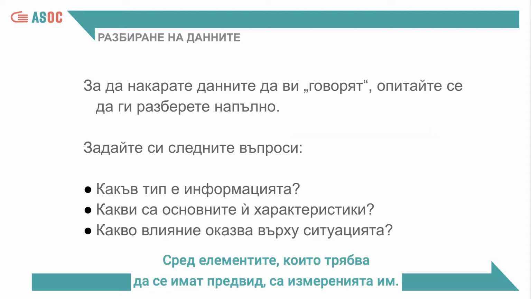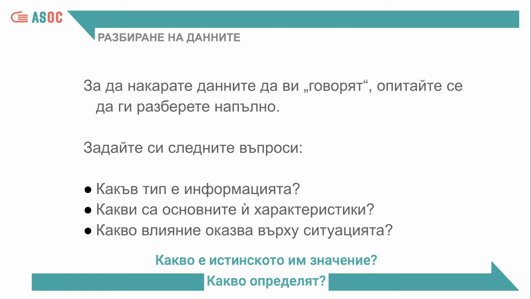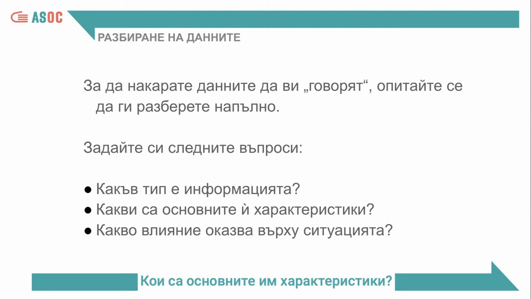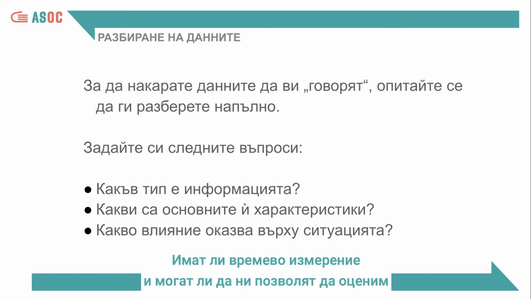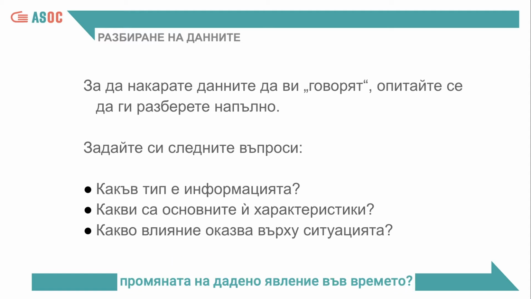Among the elements to keep in mind are, for example, its size. What does it really mean? What does it establish? What are the main features? Does our data have a geographical dimension and allow for a comparison between territories? Does it have a temporal dimension and allow for us to evaluate the change of a phenomenon over time?